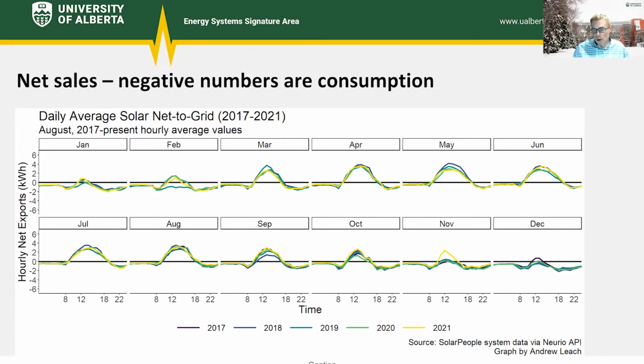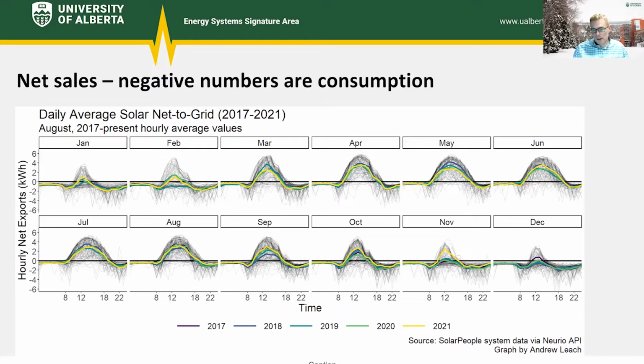And in the summer, we produce a whole lot of extra power. And in the winter, we produce, on average, very little. So we have a seasonal issue. And of course, again, this varies a lot from day to day and from hour to hour as well.